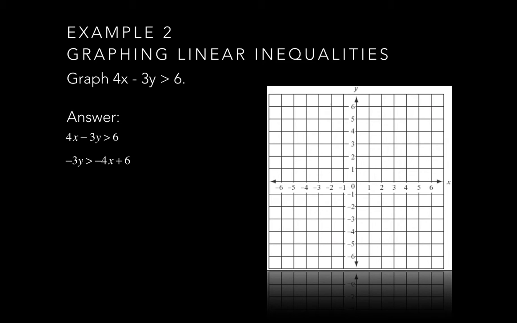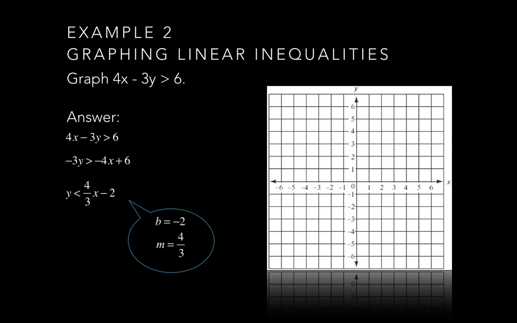Now the last thing we need to do to get y by itself, y is being multiplied by -3. It's -3 times y, so we have to do the opposite operation, which is dividing. We're dividing by -3. Because of that, the sign changes directions. Negative over negative is a positive 4/3, and a positive 6 over a -3 is a -2. Now we have it in the form that makes it easy to graph.